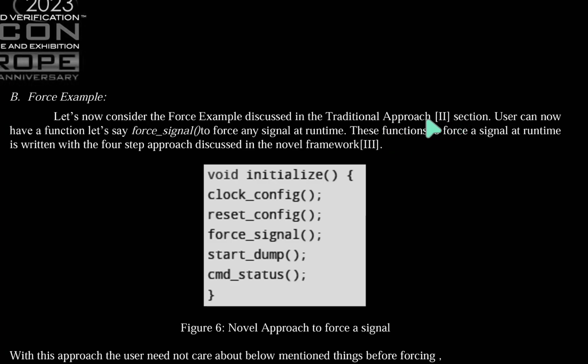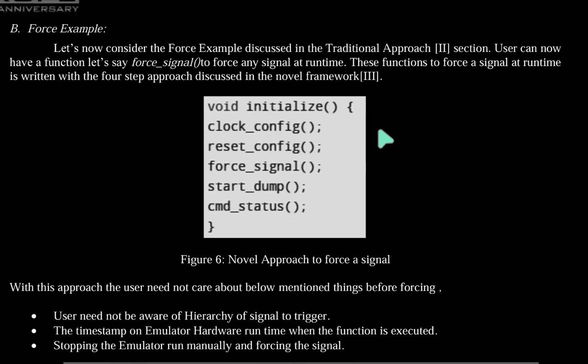Section 2. The user can now have a function, let's say force_signal function, to force any signal at runtime. This function to force a signal at runtime is written with the four-step approach discussed in the novel framework. Section 3. Figure 6. Novel approaches to force a signal.